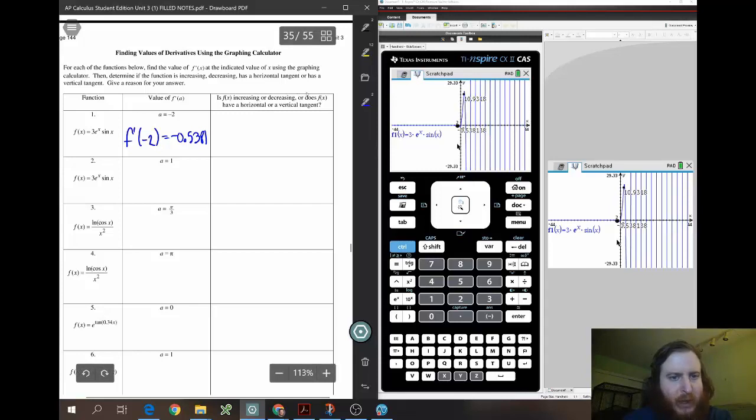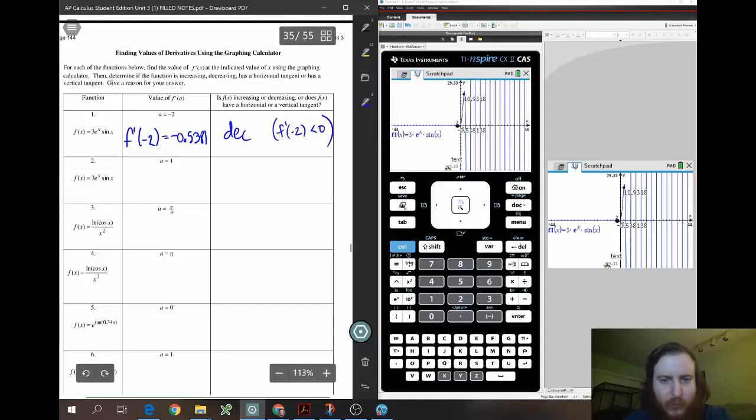Now, is that increasing, decreasing, or does it have a horizontal tangent? It's decreasing. Why is it decreasing? Because f prime of negative 2 is less than 0. So if it asked us to justify, that would be our justification. So that's one way to do this.